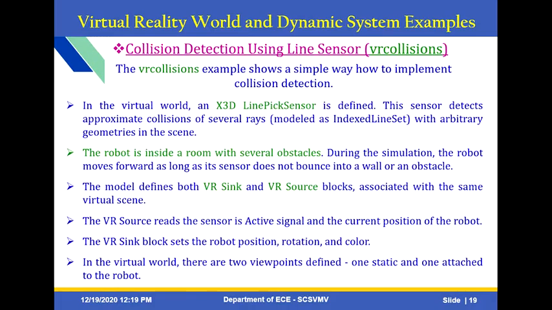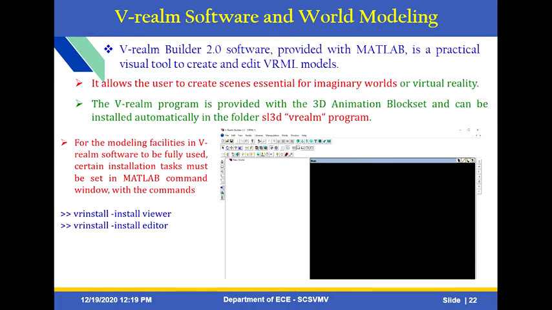Before we go to that, here is one more thing. The VRML builder block is also important to get this software for virtual reality apps. Here in this command window, for a beginner user, to get the install viewer and install editor, this is the first command in the MATLAB command window. Here you have to type vr install viewer and vr install editor. Then only you will get the viewer and editor option.